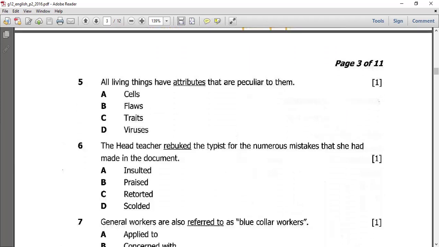Question 5 says, all living things have attributes that are peculiar to them. The word peculiar means not common to them. Now, what are attributes? Attributes in that case are traits. Traits, not cells, not flaws, not viruses, but traits. Traits are things that describe how people are similar and common to each other.